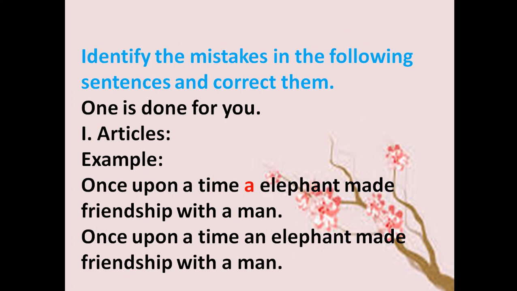Let's look at this example. Once upon a time, an elephant made friendship with a man. Here, which word is wrong? Which article is wrong? A is wrong because elephant starts with E and letter E is a vowel. So we can't use a before the word elephant. So it should be an elephant. Once upon a time, an elephant made friendship with a man.